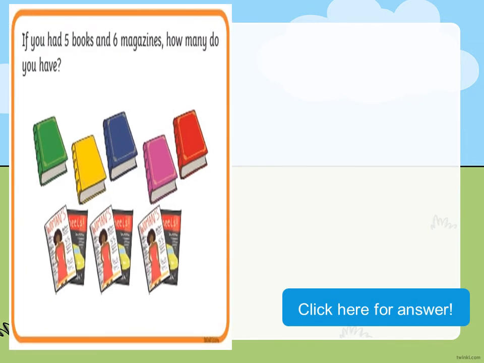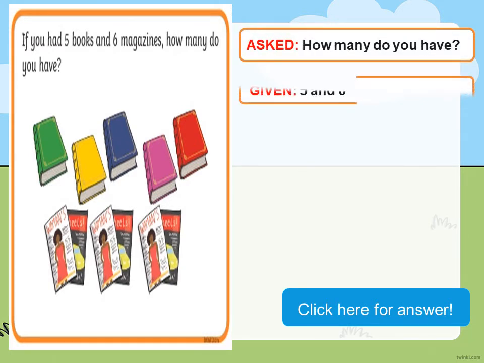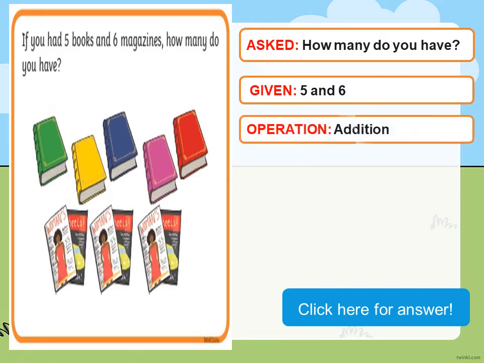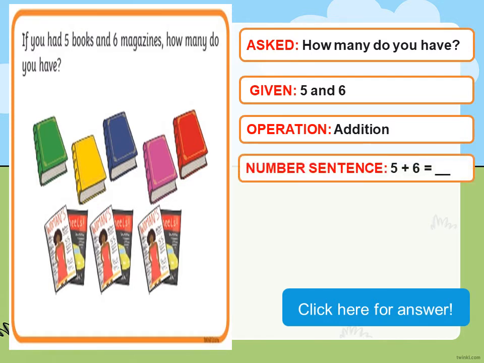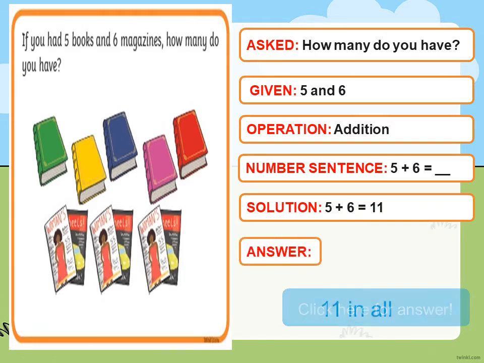If you had 5 books and 6 magazines, how many do you have? Ask, how many do you have? Given, 5 and 6. Operation, addition. Number sentence, 5 plus 6 equals blank. Solution, 5 plus 6 equals 11. Answer, 11 in all.